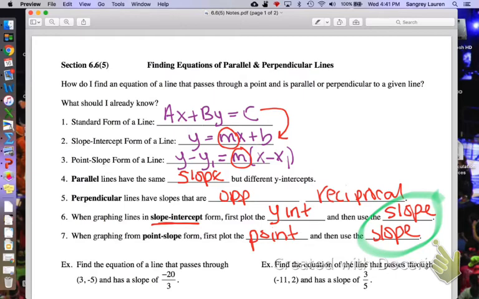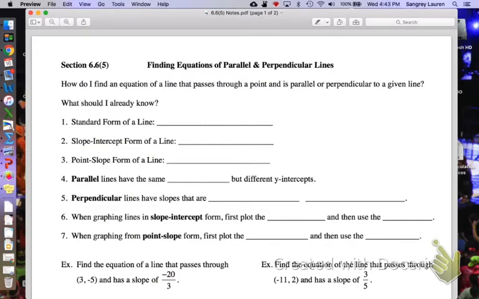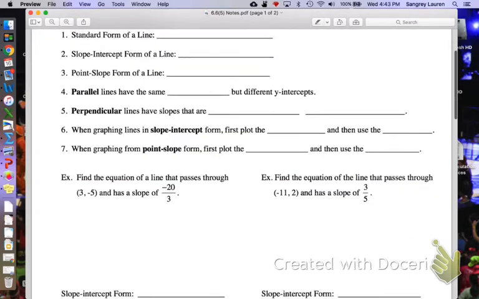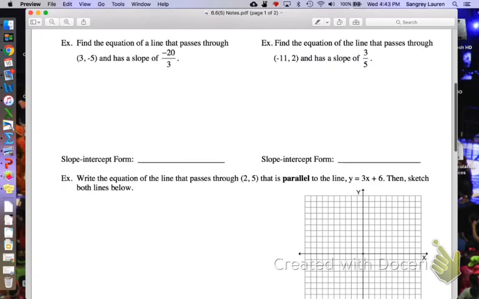Alright, so the first two examples is just practicing writing these in point slope form. So it says find the equation of a line that passes through this point and has this slope. So if we have a point and a slope, we should use point slope formula. So this is going to be y plus 5 equals negative 20 over 3 x minus 3. So remember, these are always opposite.